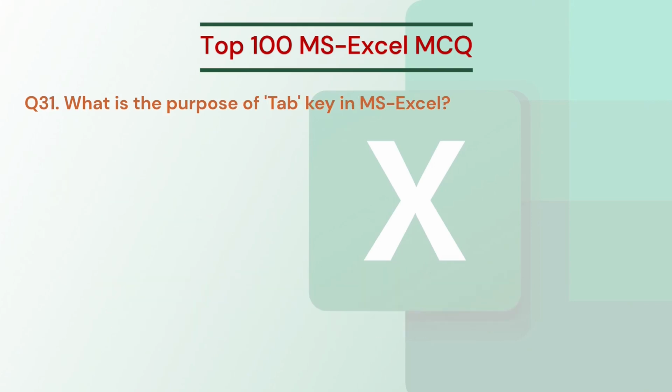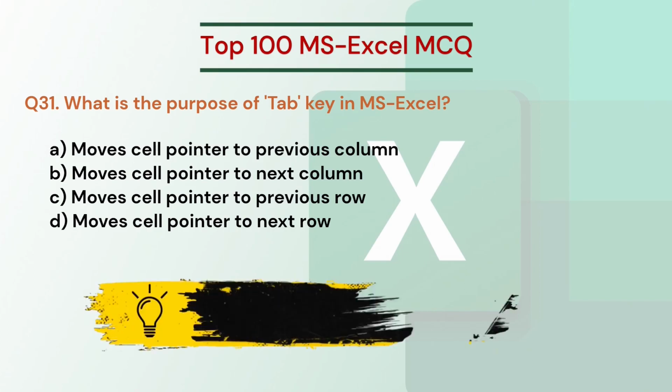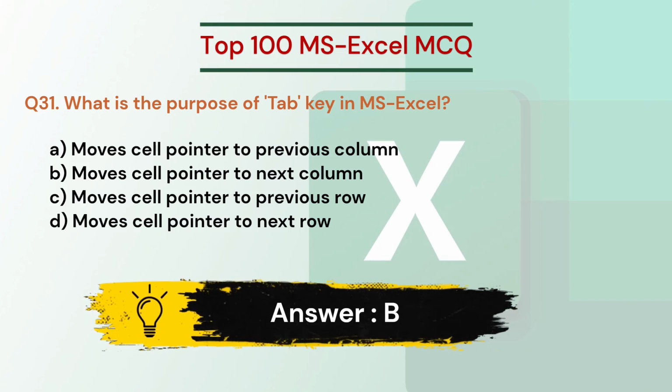What is the purpose of tab key in MS Excel? A. Move cell pointer to previous column. B. Move cell pointer to next column. C. Move cell pointer to previous row. D. Move cell pointer to next row. Correct answer is B. Move cell pointer to next column.